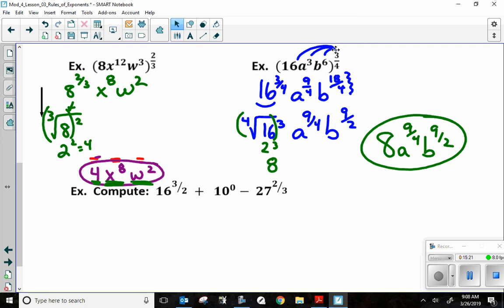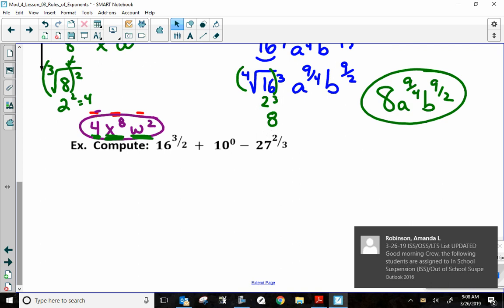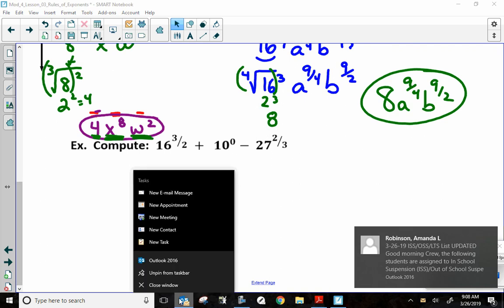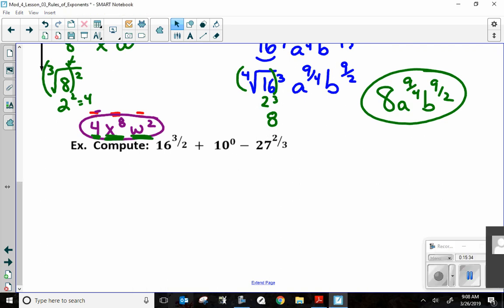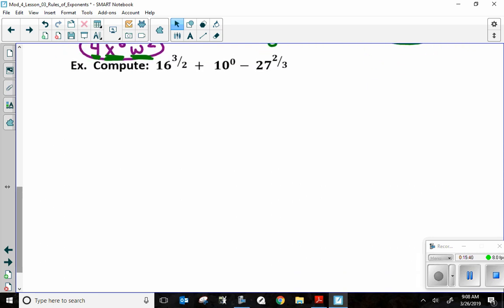This last one says compute. Let us do this. And this is where it pays to know your squares and cubes and all that jazz.